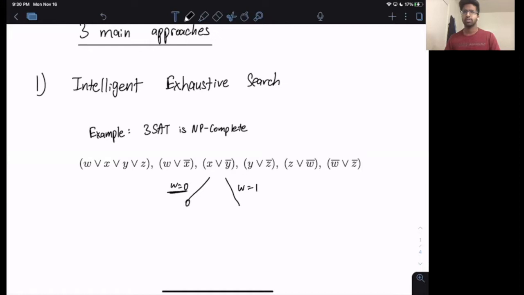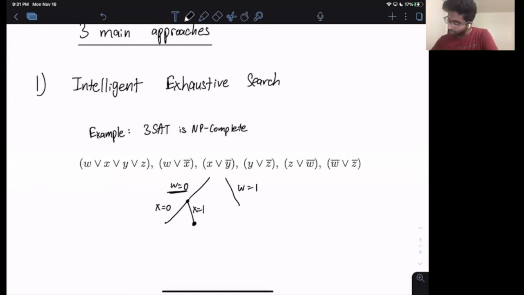But so let's assign the next few variables. Let's go with, let's say, X. Again, for X, we have 2 options, either X equals 0, or false, or X equals 1, aka true. And so let's look at this node, right? Where we've assigned W to equal 0 and X to equal 1. If you plug W equals 0 and X equals 1 into the list of these expressions, what we're going to realize is that it immediately breaks an expression.